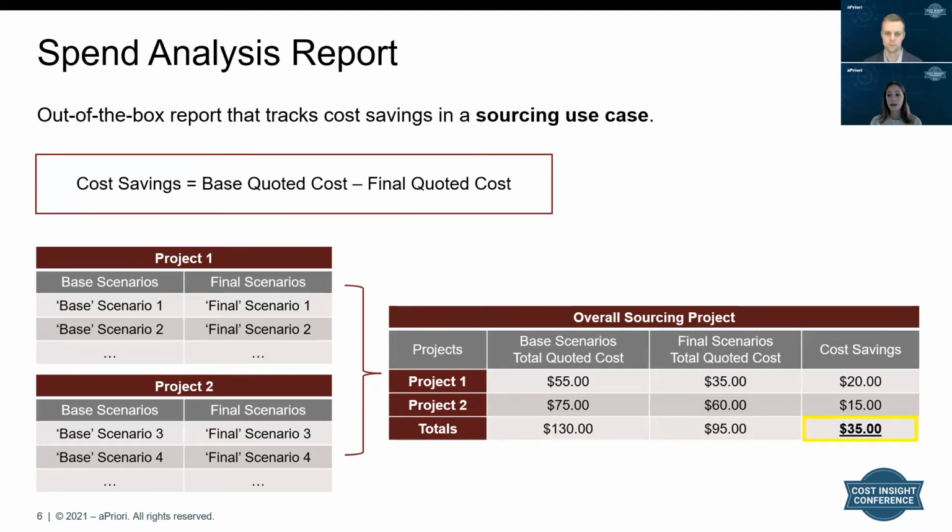So in summary, the first iteration of this spend analysis report calculates total aPriori cost savings across a sourcing project, but it requires specific scenario names. The user must rename two scenarios per component to base and final.